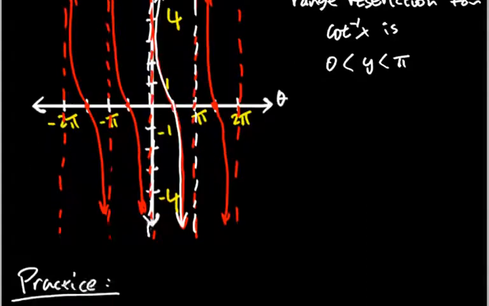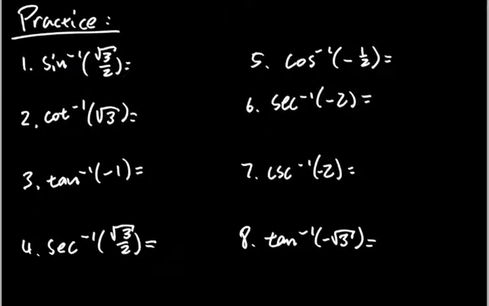Alright, so let's practice this. So sine inverse of square root of 3 over 2. We know that's going to be one of the pi over 3s. This thing is positive, so it's going to be positive pi over 3. Cotangent inverse of square root of 3. We know the cotangent is square root of 3 at the pi over 6s. It's positive, so this is going to be at pi over 6. Tangent inverse of -1. Tangent is going to be 1 at the pi over 4s. This is -1, so this will be -pi over 4.